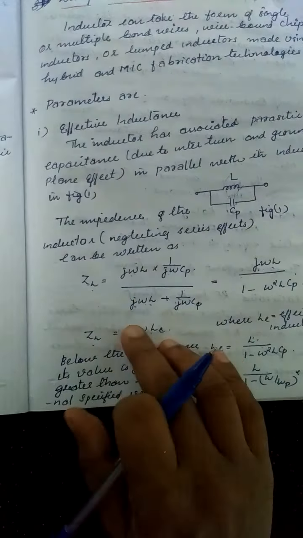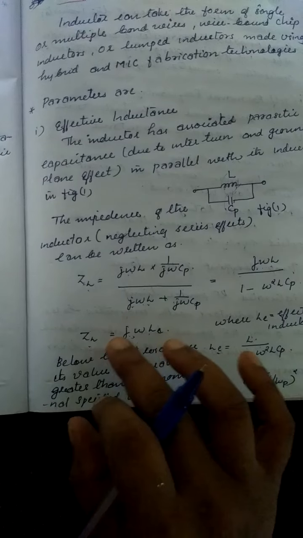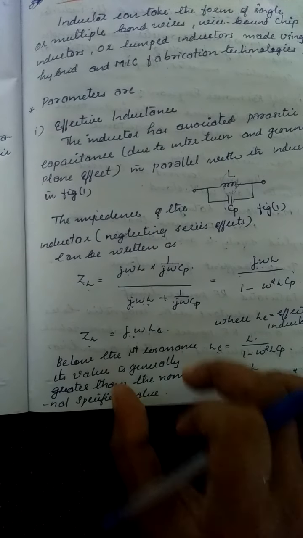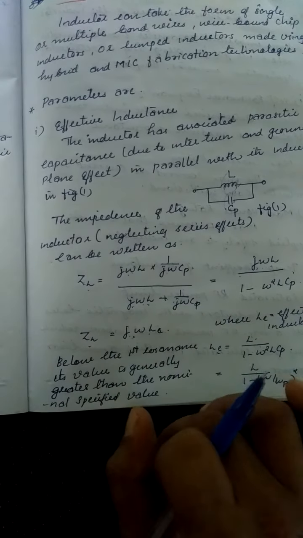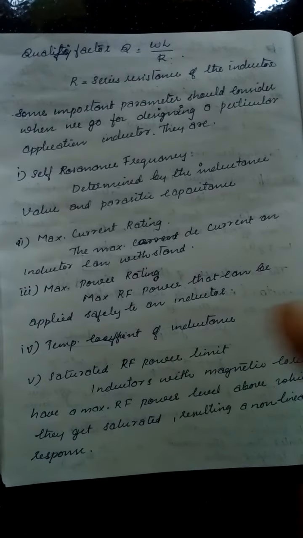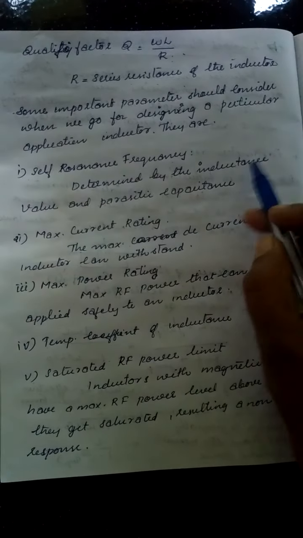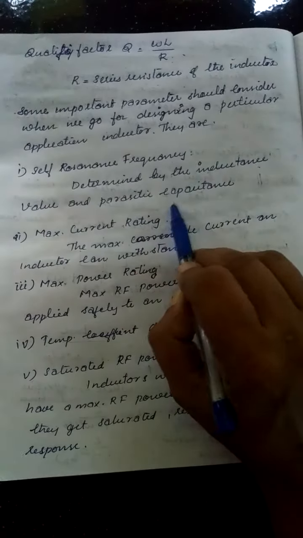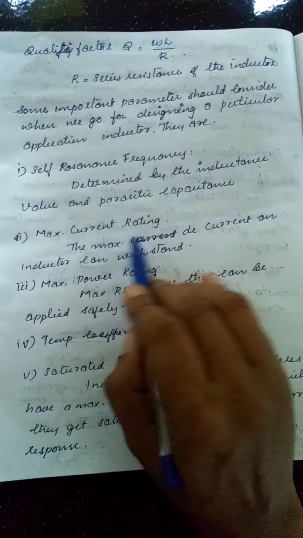We get an impedance value, and from this impedance value we conclude that in the case of resonance, the impedance value should be greater than the nominal specified value. So that is the self-resonance frequency. It depends upon our inductance value and the parasitic capacitor in parallel with our inductor. The second point is maximum current rating.